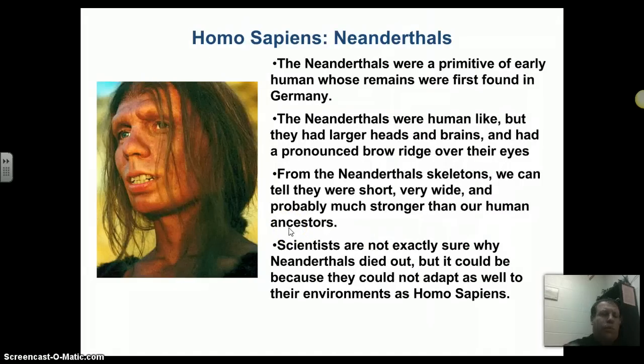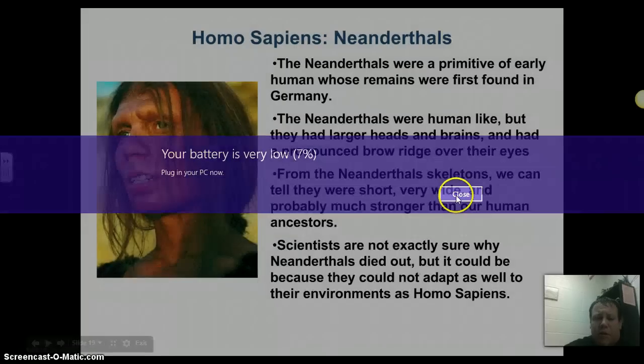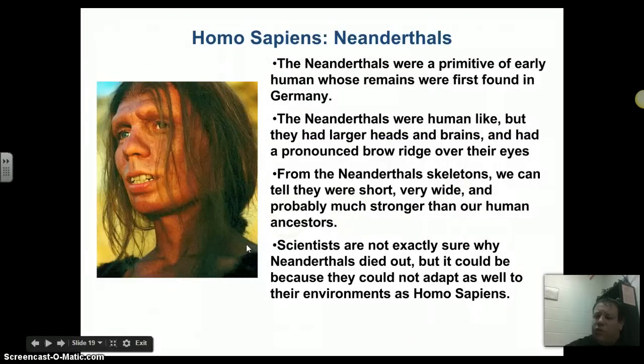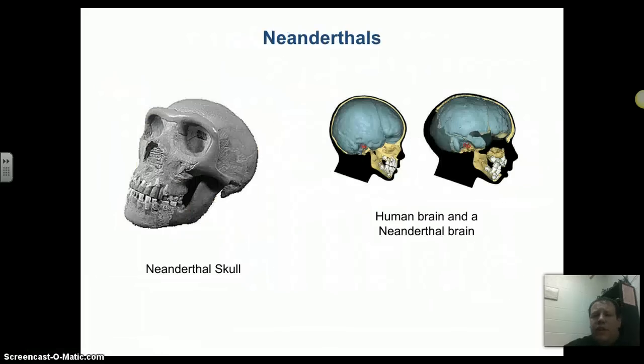Later on, we have what's called Homo sapiens. Now, Homo sapiens are us. We're considered Homo sapiens, but there are all kinds of different Homo sapiens out there as well. One group we call the Neanderthals, or Homo sapiens neanderthalensis. They were found in Germany, in the Neander valley, and essentially they're like humans, but had slightly different facial features. They had bigger brains, bigger heads, a big brow ridge, kind of like this artist reconstruction here. And they were really short, really wide, and honestly probably a lot stronger than modern-day humans. We're not really sure why they died out, but it could have been an environmental thing, could have been disease, all these things could have played a role.